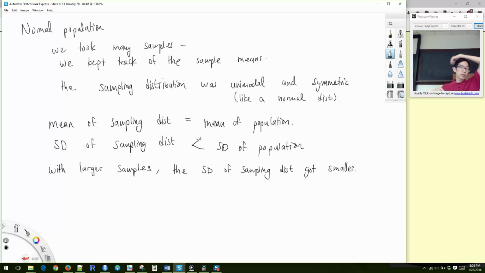Okay, so here's the question. What do you think will happen if the population was not normal? So here our population was unimodal and symmetric, and our sampling distribution ended up unimodal and symmetric. Our population was normally distributed. What do you think will happen if the population's not? So what if my population is uniform?